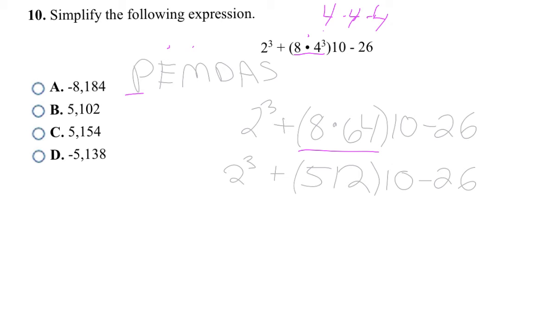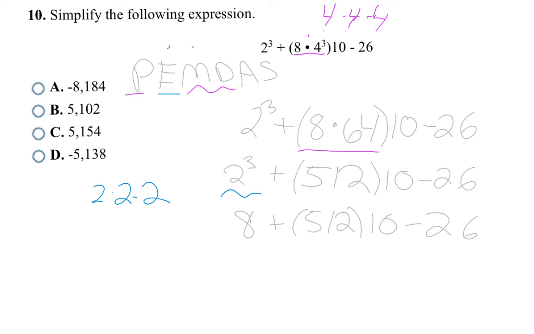So I move on to my next step, which is exponents. And here I have an exponent. It's 2 cubed. So that means 2 times 2 times 2, which is going to be 8. And then I copy down the rest of the problem, taking my time to do that. And now I'm looking at multiplication and division left to right. So here I have multiplication. 512 times 10 is 5,120. And I write down the rest of the problem that's left before and after it.